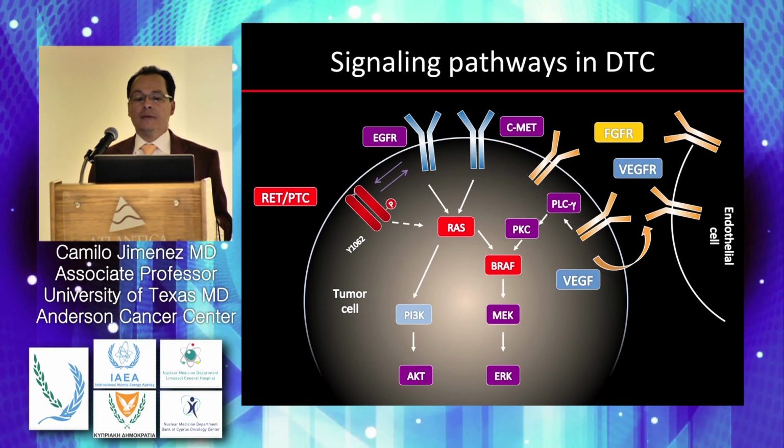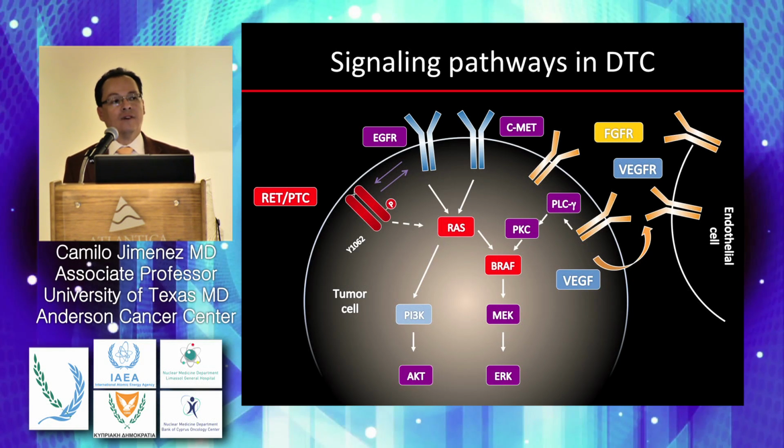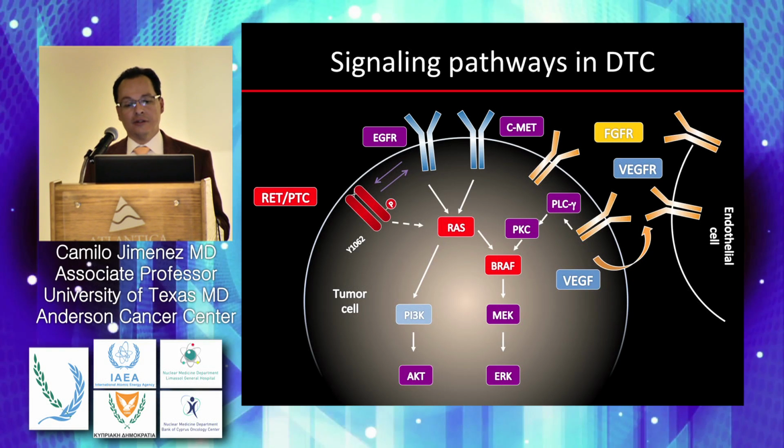Now, for these patients, we cannot rely a lot on thyroid hormone suppressive therapy because they are not responsive to it, and we cannot rely on radioactive iodine therapy. So we have to look for abnormalities from a molecular perspective that are responsible for the development of this particular type of papillary thyroid cancer. So we have to look at the signaling pathways that are involved in the development of differentiated thyroid cancer.